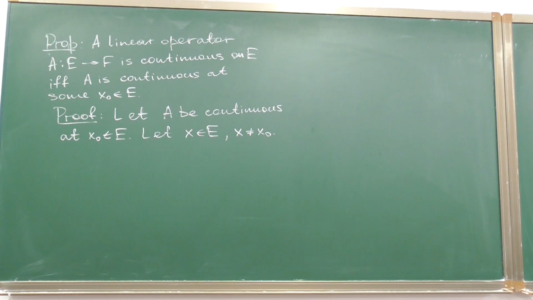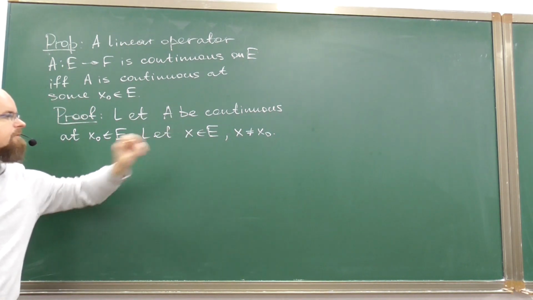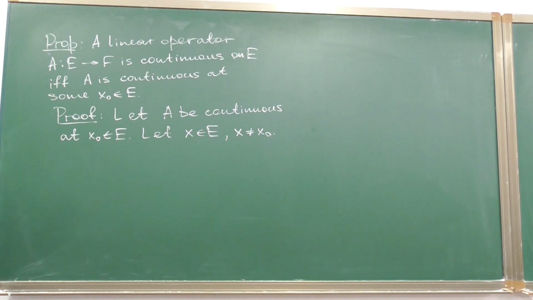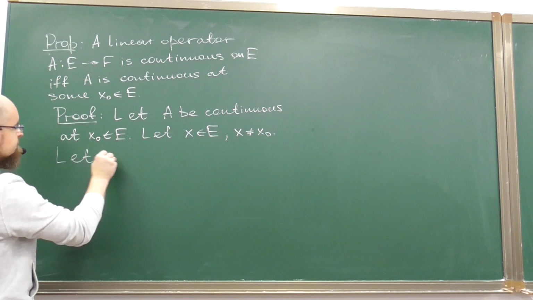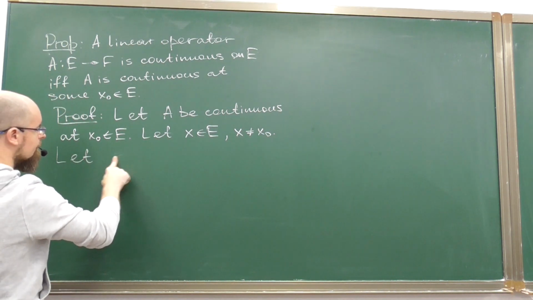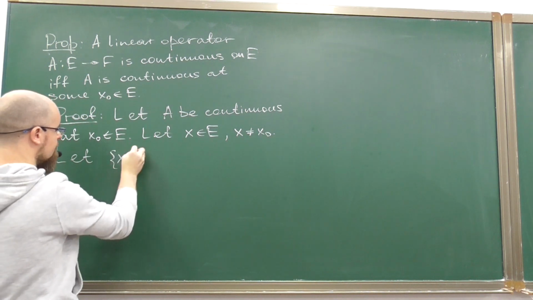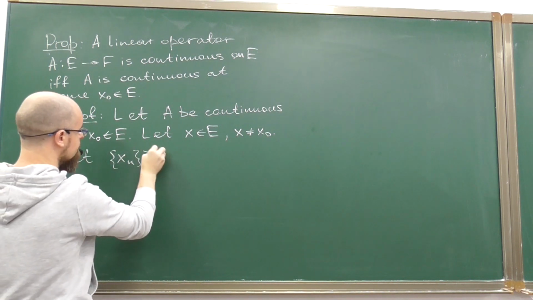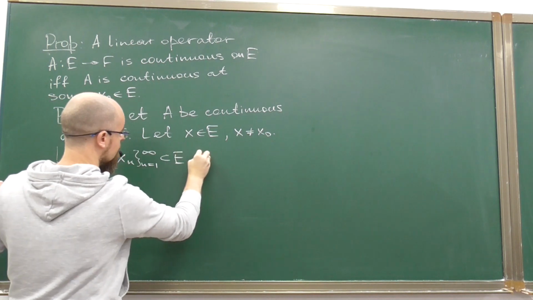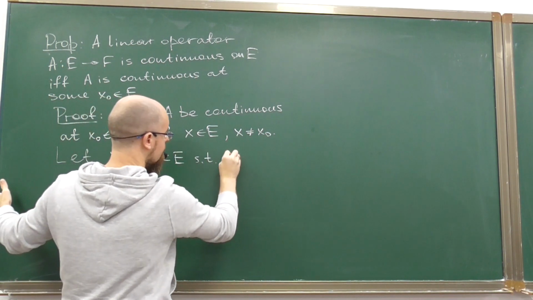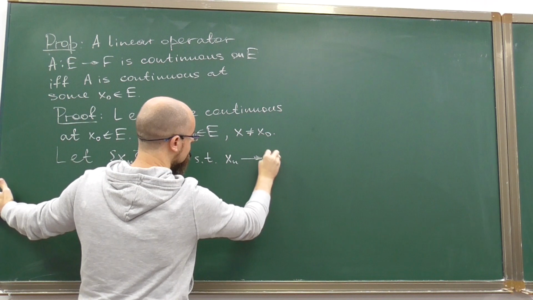So we want to show that A is continuous at this point x. So by definition, we need to take a sequence converging to x and show that A of that sequence converges to A of x. So let xn be a sequence from E such that xn converges to x.